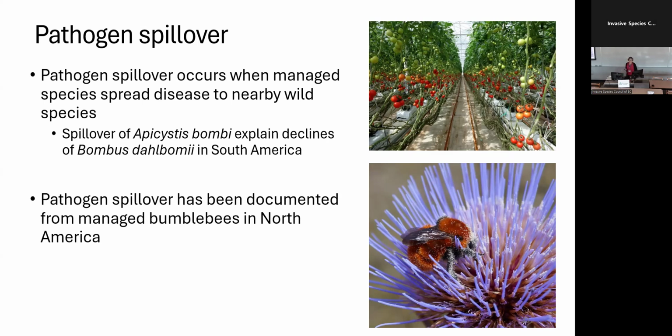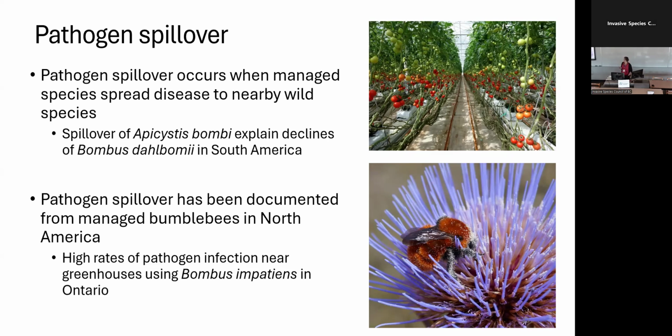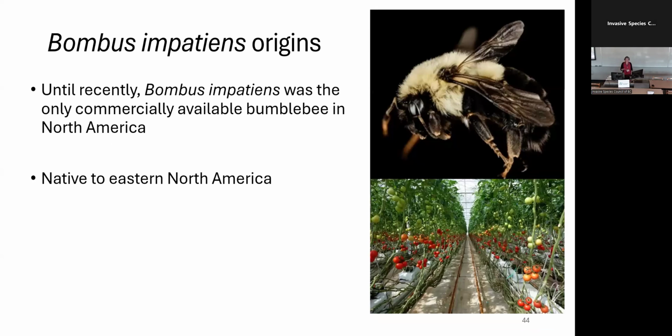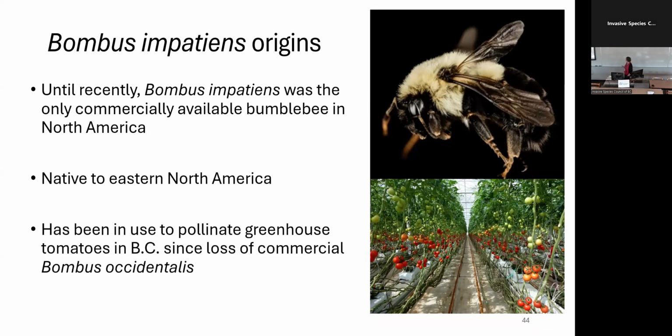But we've also documented pathogen spillover from managed bumblebees in North America, seeing high rates of pathogen infection, for example, near greenhouses that are using Bombus impatiens in Ontario. So what is Bombus impatiens? It's a really pretty bee. Most bumblebees are cute, I'm biased. It's native to Eastern North America, and until recently, it was the only commercially available bumblebee for particularly tomato pollination in North America. In BC, it's been used to pollinate greenhouse tomatoes since the loss of commercial Bombus occidentalis.